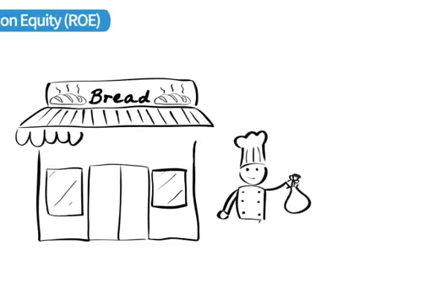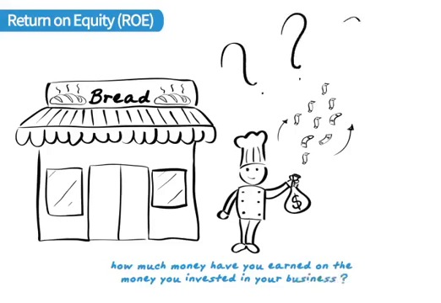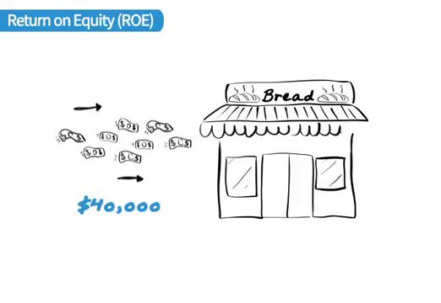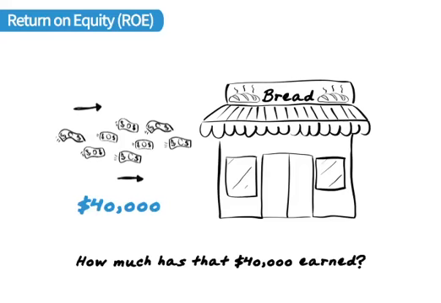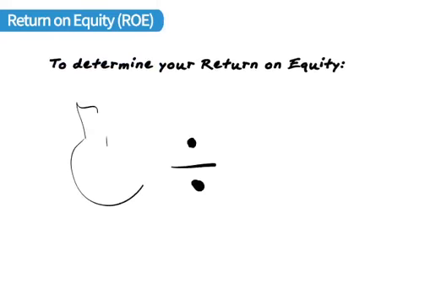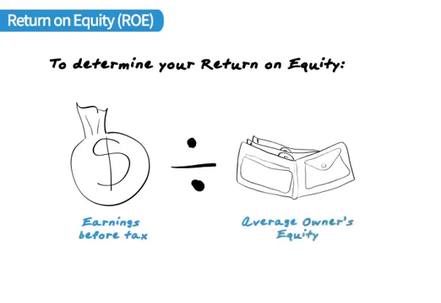As a business owner, it's common to want to know how much money you've earned on the money you invested in your business. And that's where the return on equity, or ROE, comes into play. For example, if you initially invested $40,000 to open your bakery, you might wonder how much that $40,000 has earned after a while. To determine your return on equity, divide your earnings before tax by your average owner's equity.